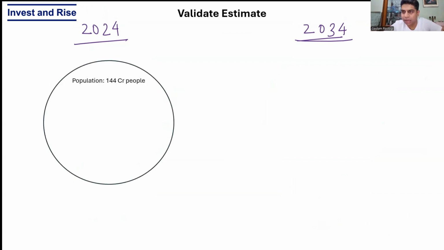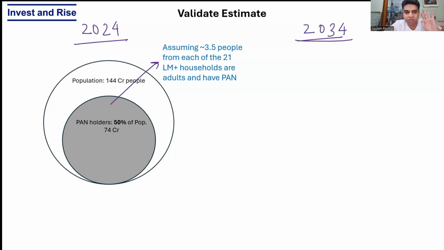All right. Again, in India, as you saw, there are 144 CR people right now. The number of PAN holders in the country is around 50% of the population.